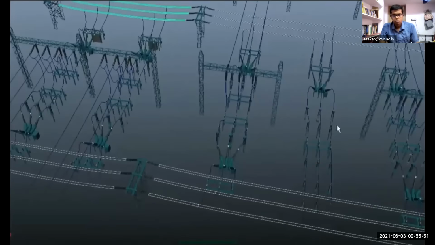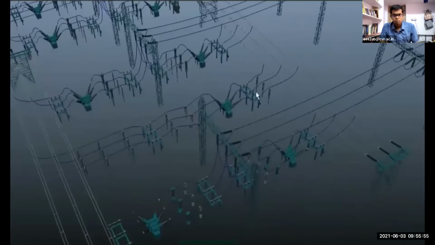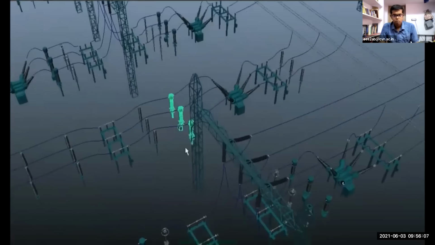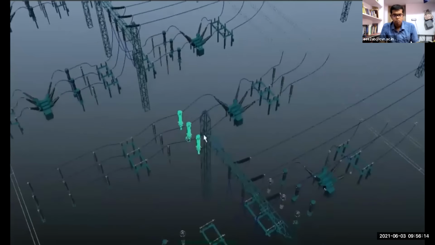There is a bus coupler between these two buses which helps to couple both the buses electrically. It consists of a circuit breaker and an isolator on either side, which are used to isolate the circuit breaker during maintenance. Current transformers are installed in the bus coupler to measure how much current is flowing from bus 1 to bus 2 and from bus 2 to bus 1.